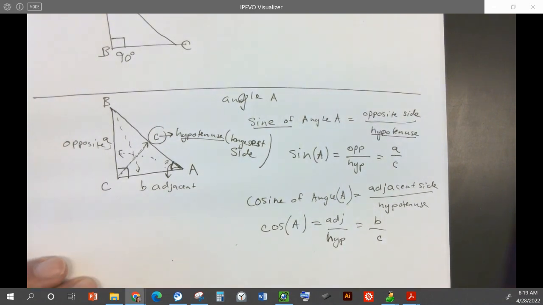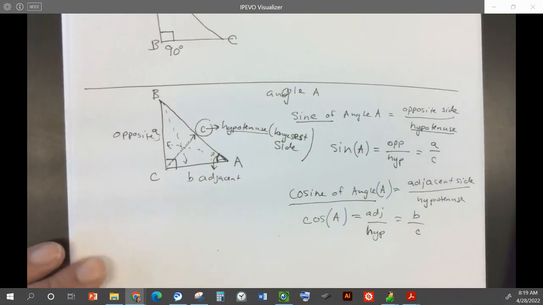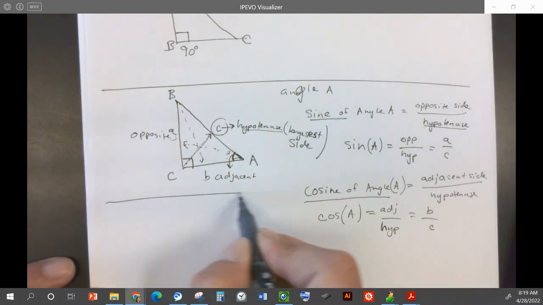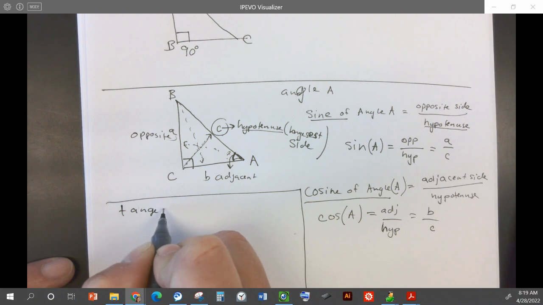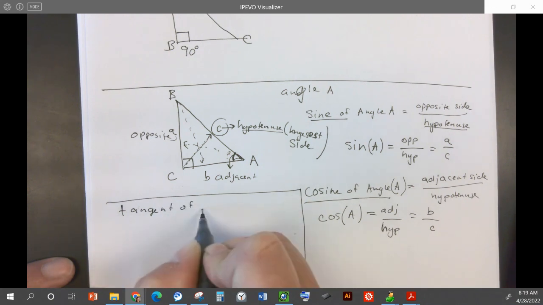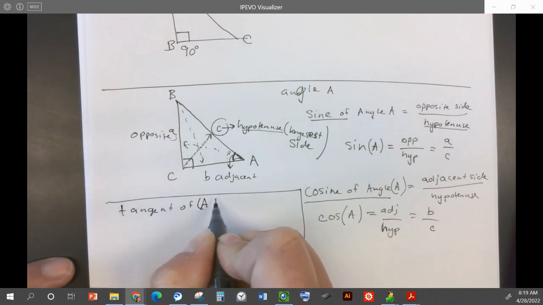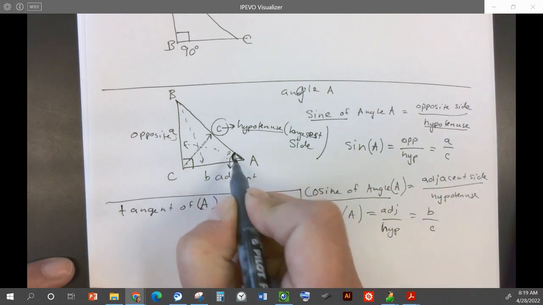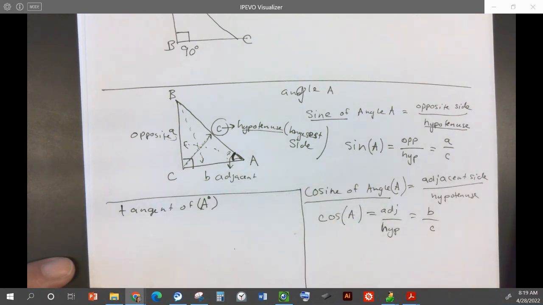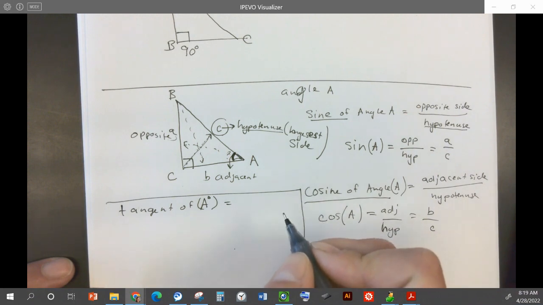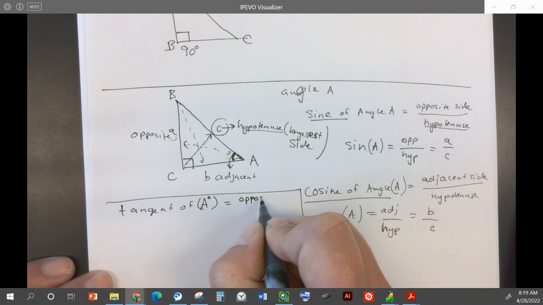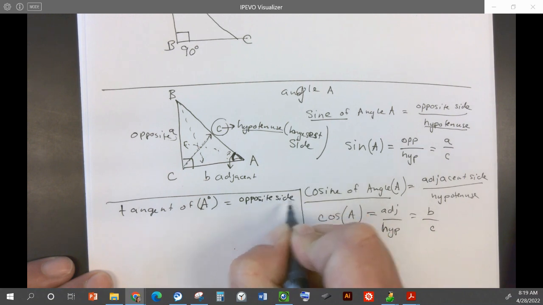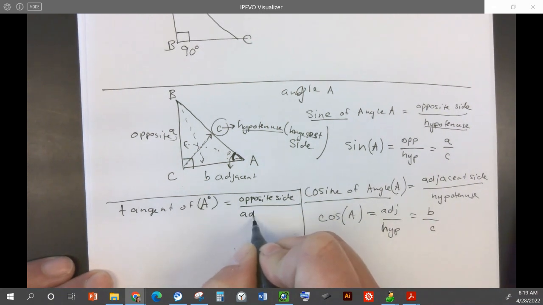All right, so we've done sine, and we've done cosine. The last one is the tangent. I'll put it over in this space over here. Tangent of angle A. So here is our angle. This one is the opposite side over the adjacent side.